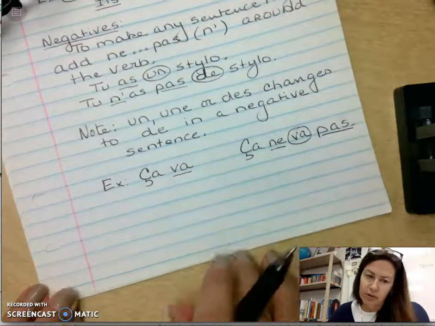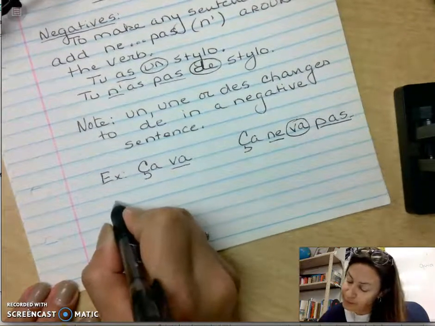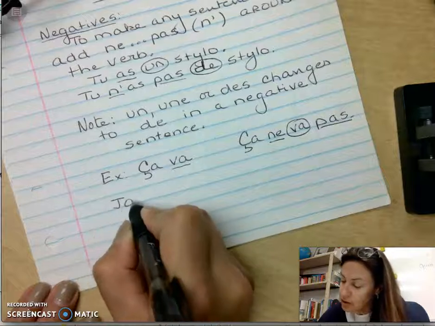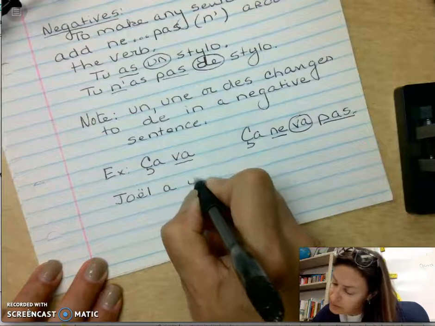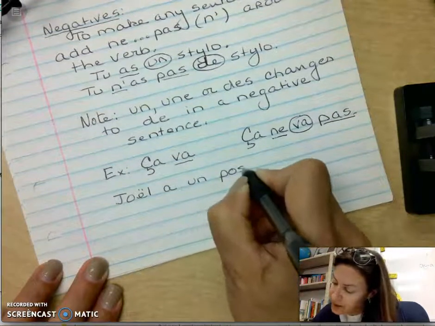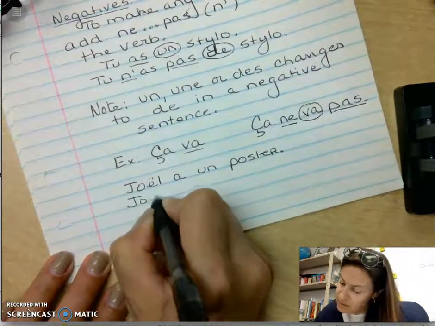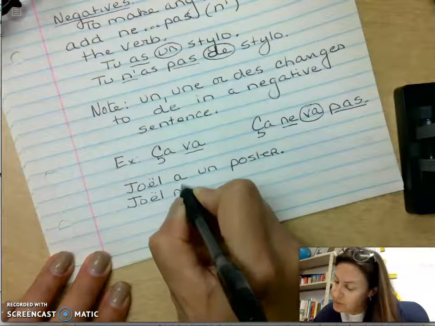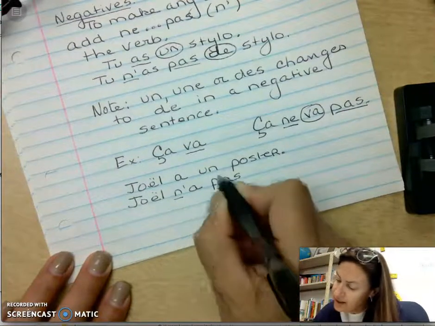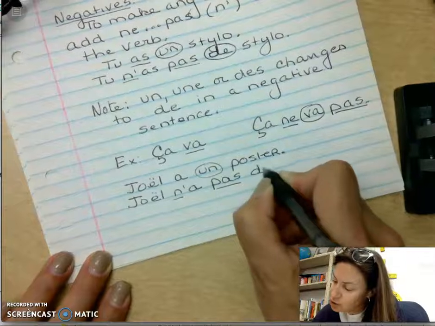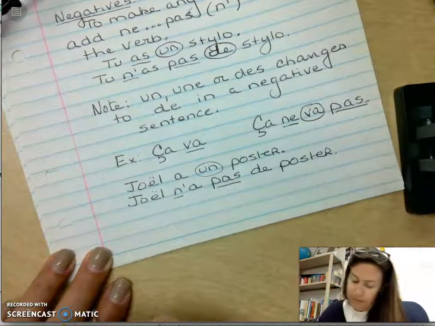All right, let me give you another example with avoir. Joël a un poster. Joël n'a pas, because it's negative, my un is going to change to de. Il n'a pas de poster. Okay.